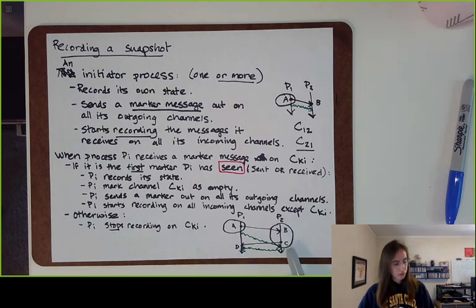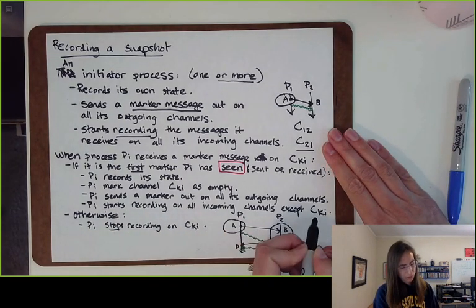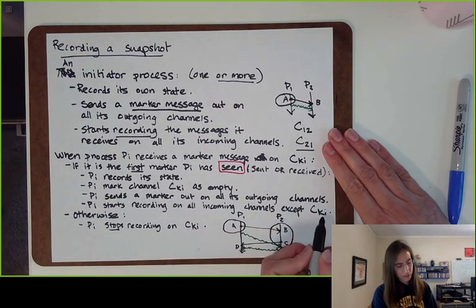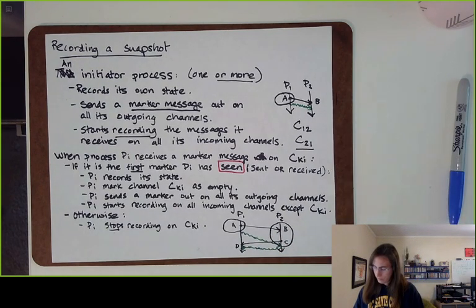If you look at P2, it also didn't have anything to record on, or it doesn't have any more channels to record, because this says starts recording on all incoming channels except the one that the marker came in on, but there aren't any others. So we're done at this point. We have a snapshot. So we got the state of both processes, and there's nothing left to record.